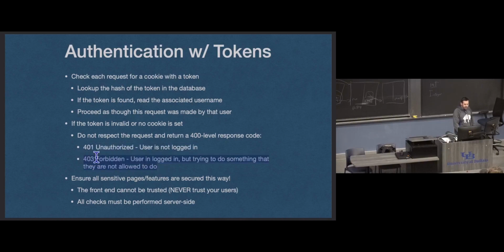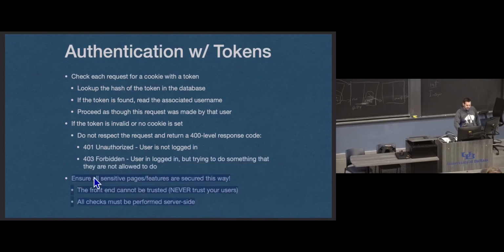403 is similar. This means you are logged in. We know who you are, and you're trying to access something that you're not allowed to access. So we got the token, we looked up who the user is, we got their username, we know the account, and they're trying to access somebody else's DMs, for example. We're going to send them a 403 and say, hey, you're not allowed to do that.